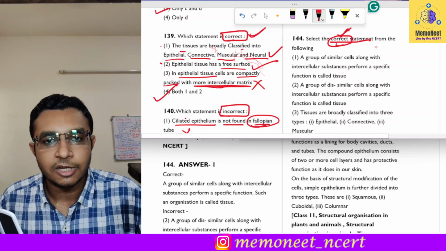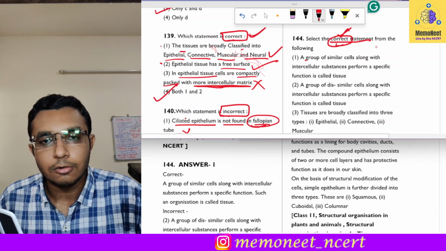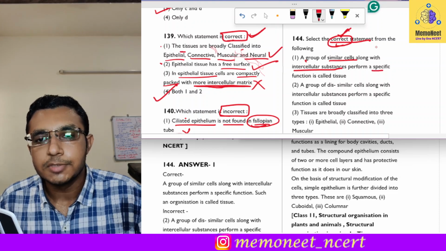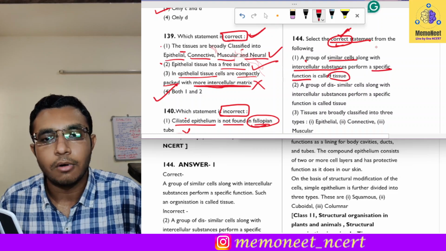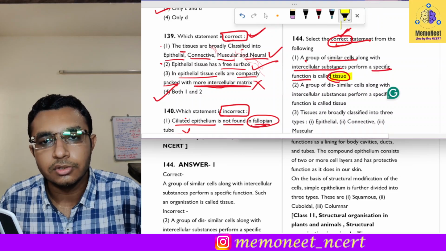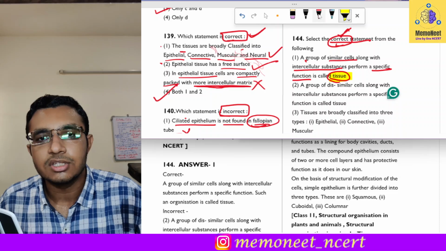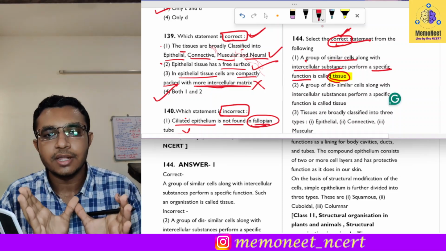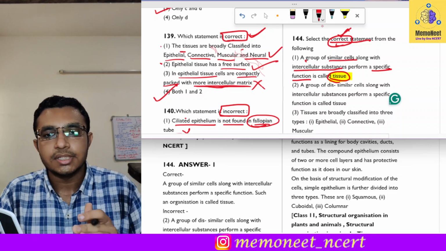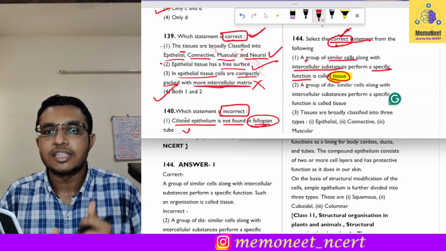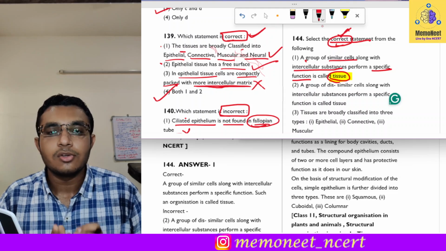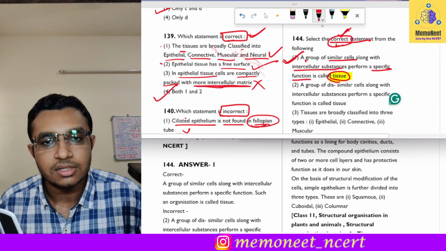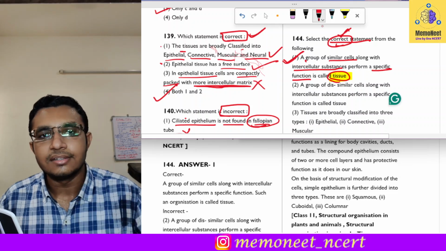Let us see them one by one. The first statement is a group of similar cells along with intercellular substances which perform a specific function is called as tissue. So you need to remember this is the definition of tissue. And what is a tissue? It is a group of similar type of cells along with the intercellular substances, and they perform a specific function together, so that is called as a tissue. So this statement is correct. So the correct answer of this question is option 1. Let us see the other three statements also.